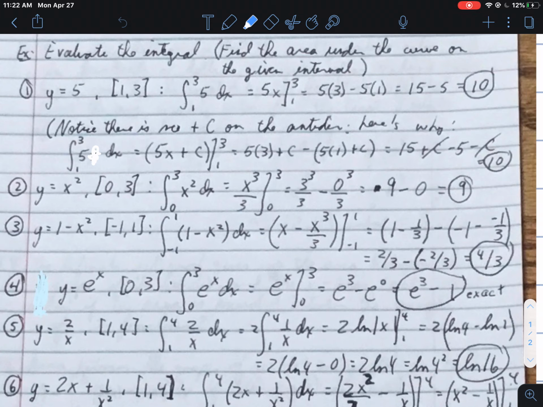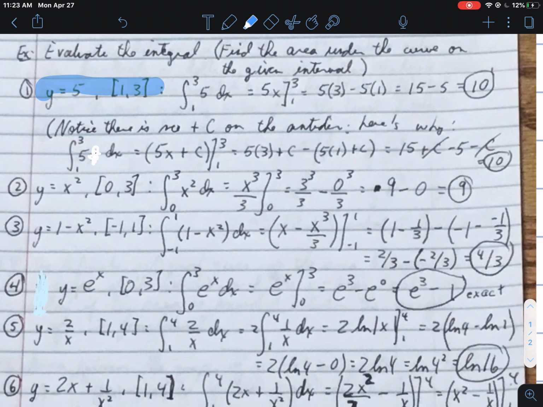So here's number one, I have the equation y equals 5. Now remember, recognize that's just a constant function whose graph would be a horizontal line. So that would be a case where actually we could calculate the area using just the area of a rectangle formula. But we're going to put it in the context of our integral now. So our function, our equation, our curve is y equals 5. And we're interested in the area under that curve on the interval from 1 to 3. All right, so find the area under the curve, evaluate the integral, means exactly the same thing.